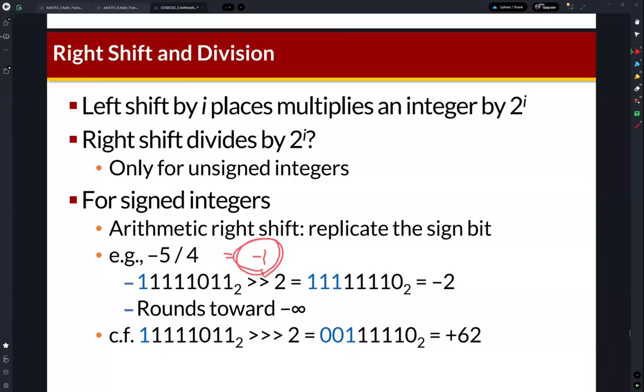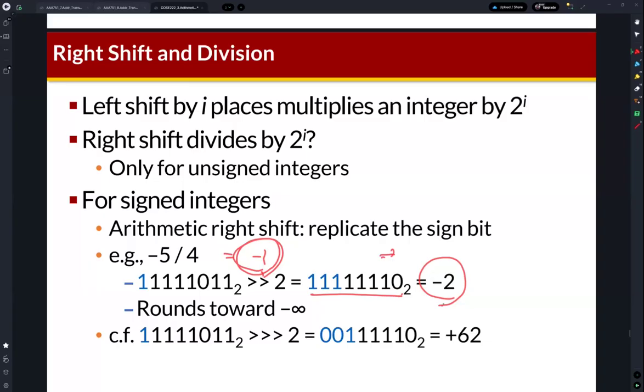But if we use the right shift operation, then the result becomes -2. So this is the incorrect result. For positive numbers, it's okay to use the right shift for division, right? But when we apply the right shift instruction to a negative number, it may generate an incorrect result like this.